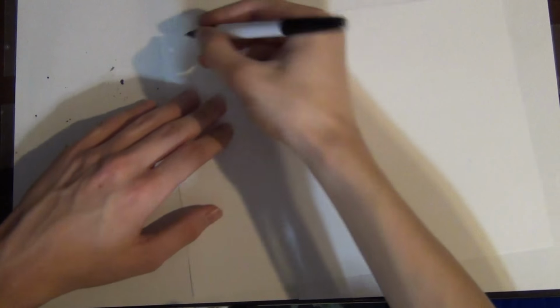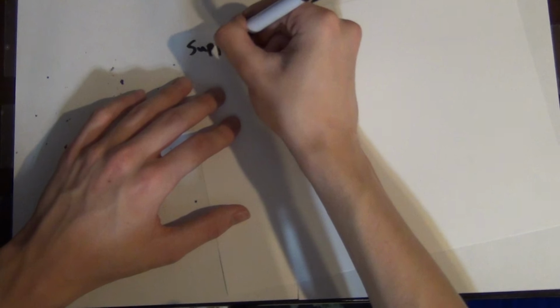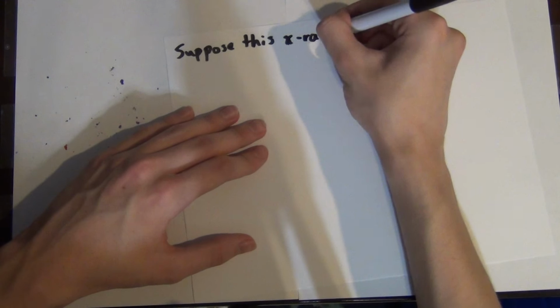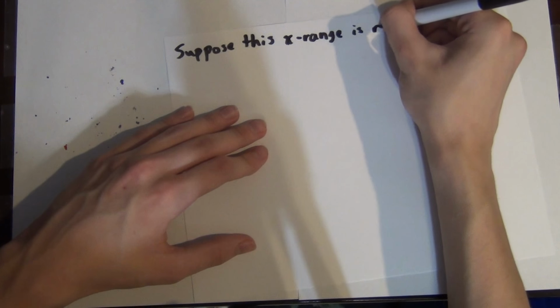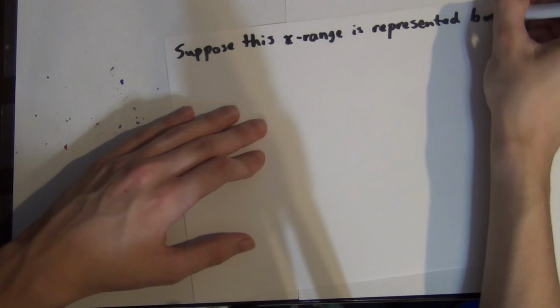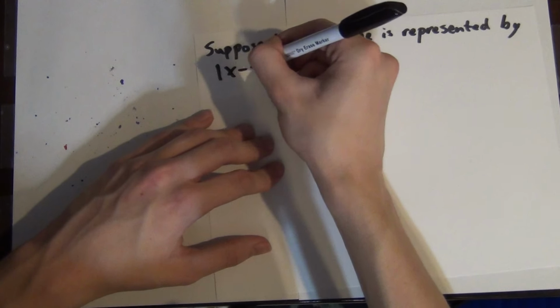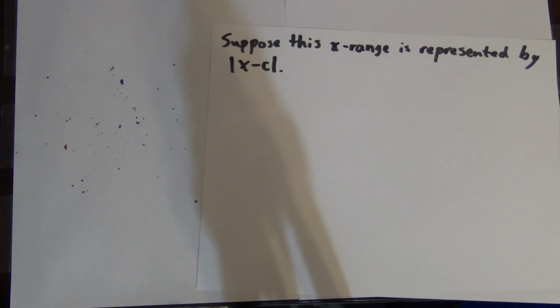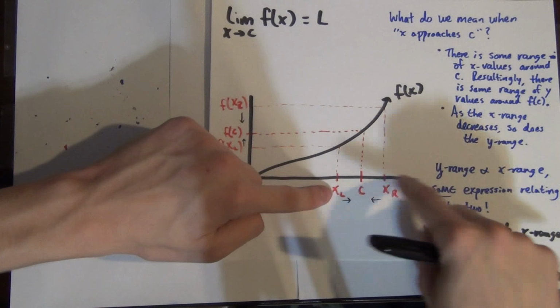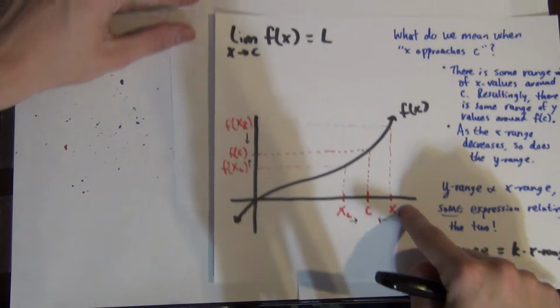So suppose this x range is represented in the following way. It's represented by the absolute value of x minus c. So if you want to review your properties of absolute value, what that essentially says is, I'm talking about the distance between an x value and my c. That's what this says in English.